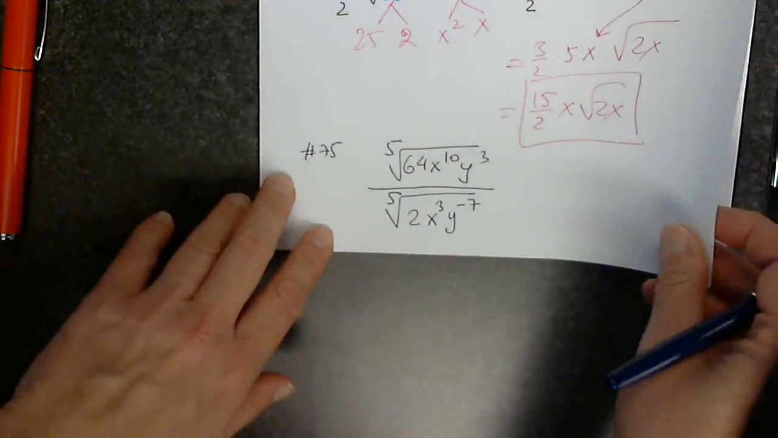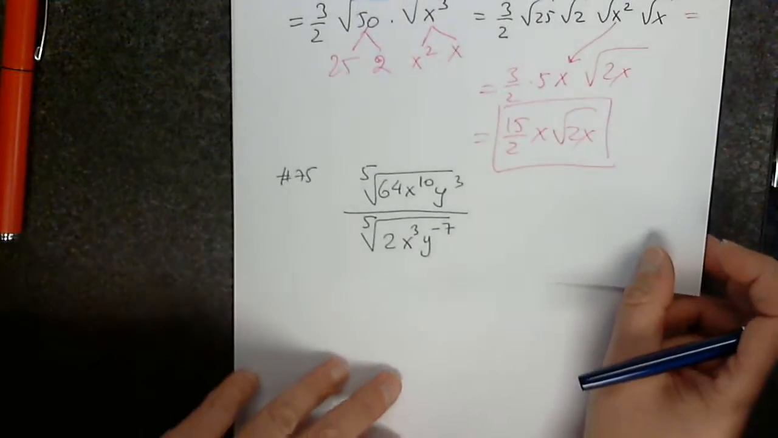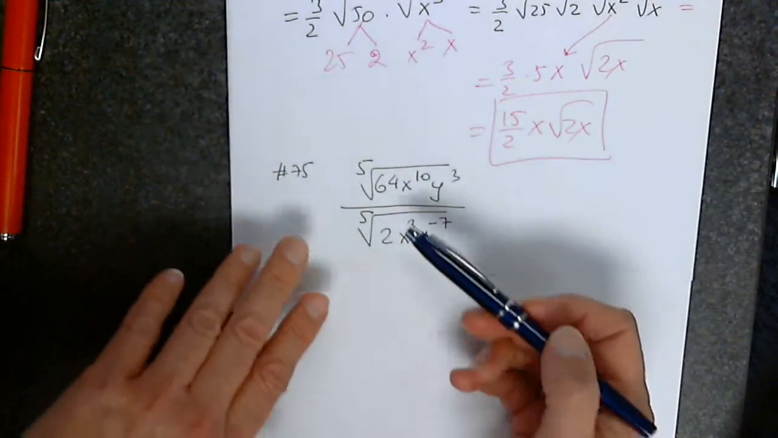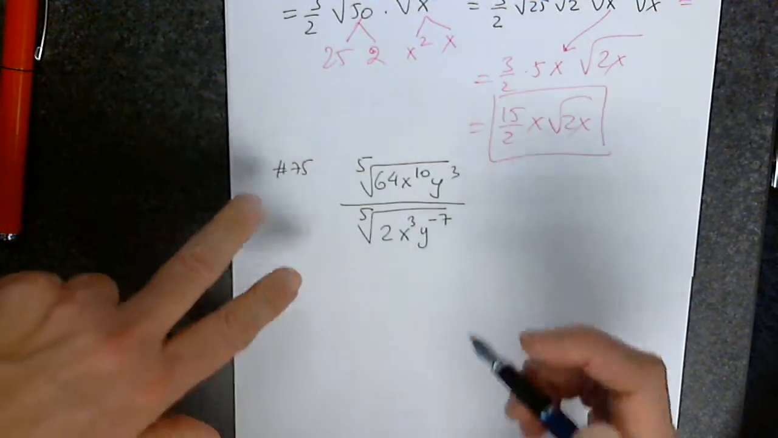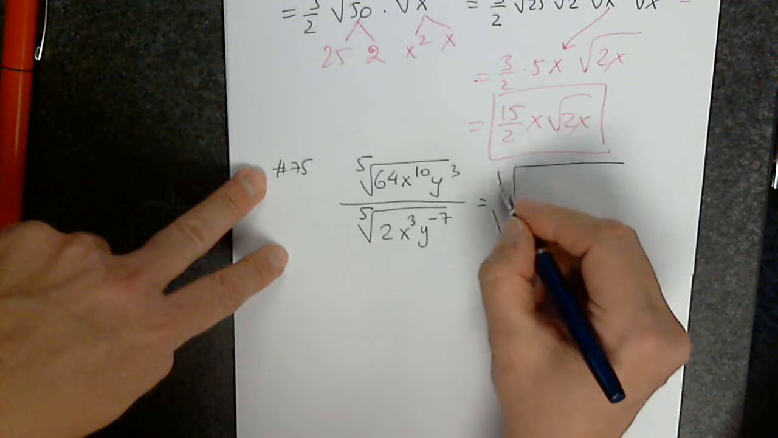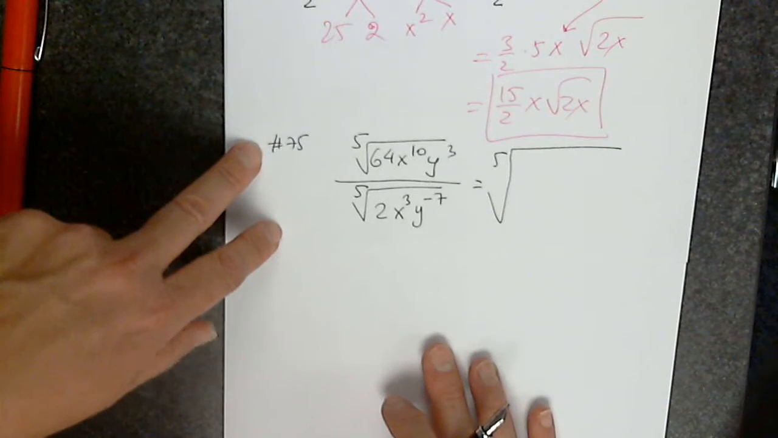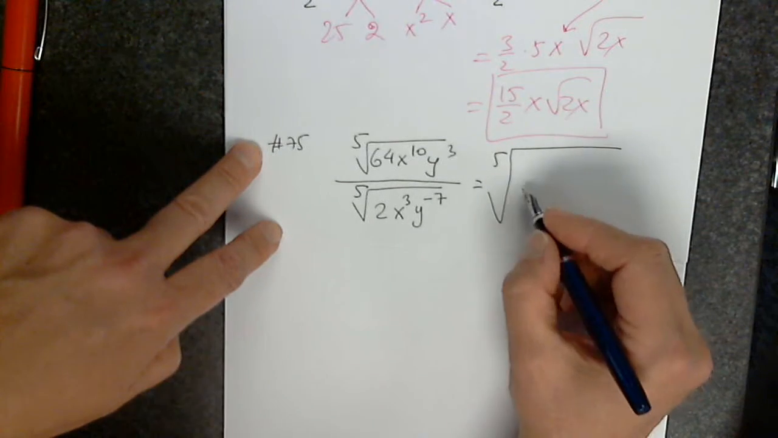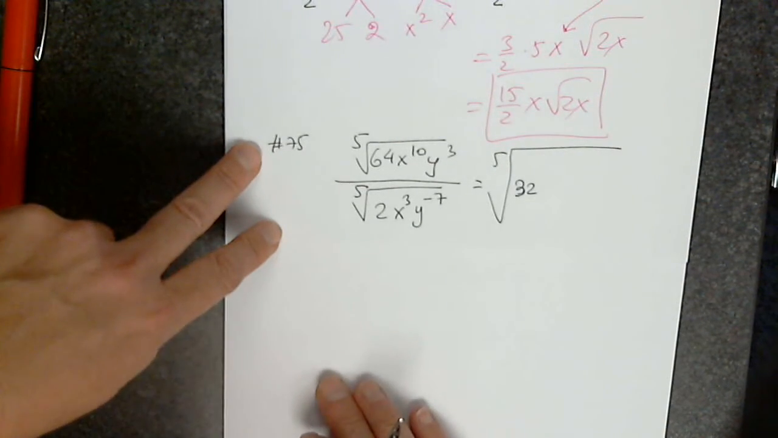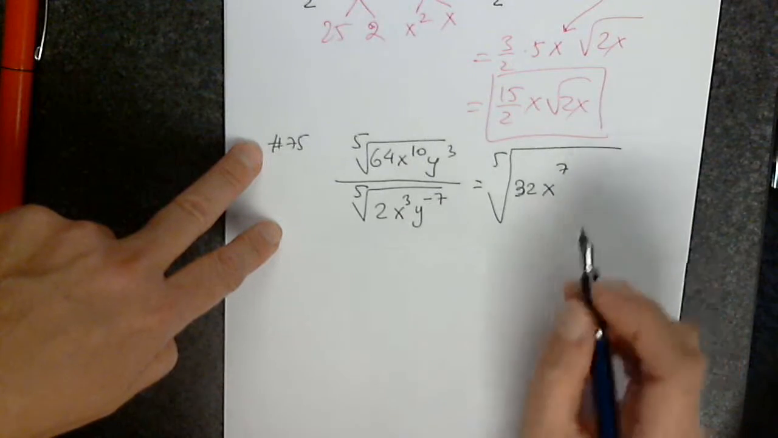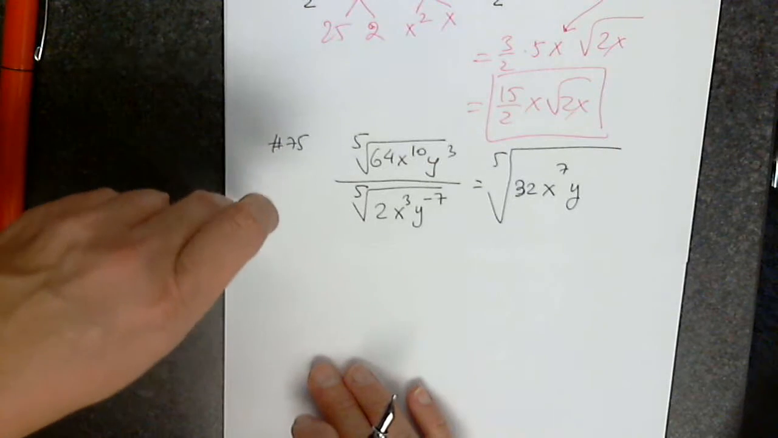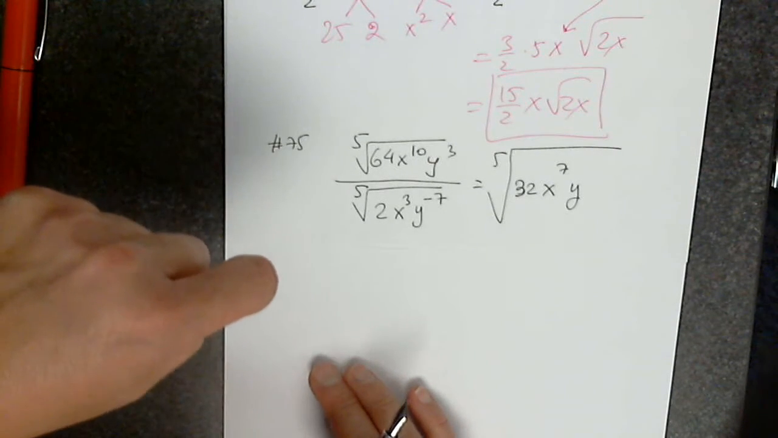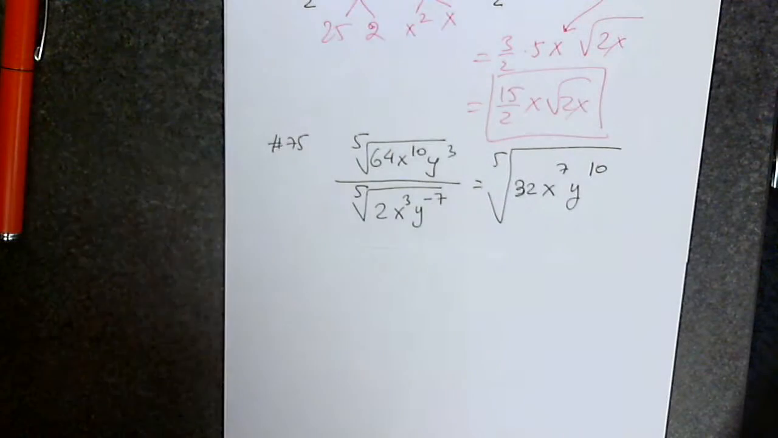Is there a point in writing the same radical or not? Yes, because I see 64 and 2 have a common factor, x and y. Good. So this will be the fifth root of, I agree, with 32. I agree. Y to the? Very good, excellent. Do you all agree with 32, x to the 7th, and y to the 10th?